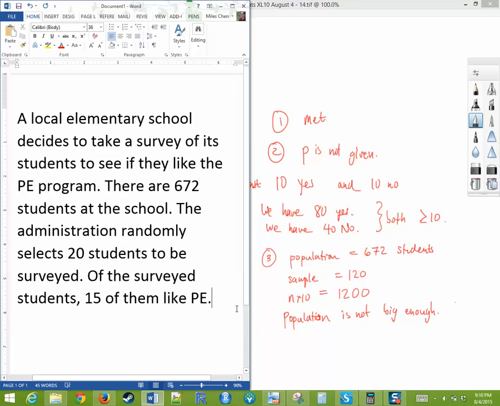Well, there's not at least 10 yes and 10 no. We no longer have 10 yeses and 10 no's. I have 15 yeses, but I only have 5 no's. So now if I shrink my sample size to 20, my population is big enough, but now my sample is too small. Okay? So now condition 2 is violated. The sample is not large enough.